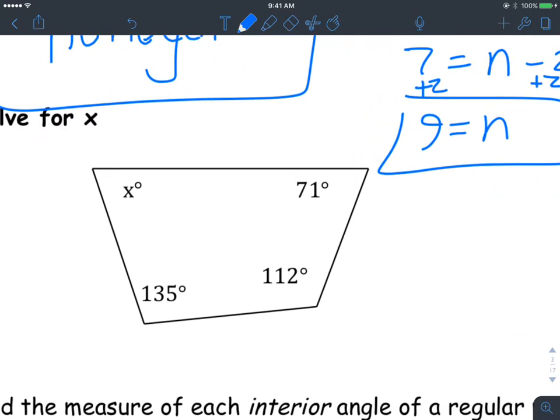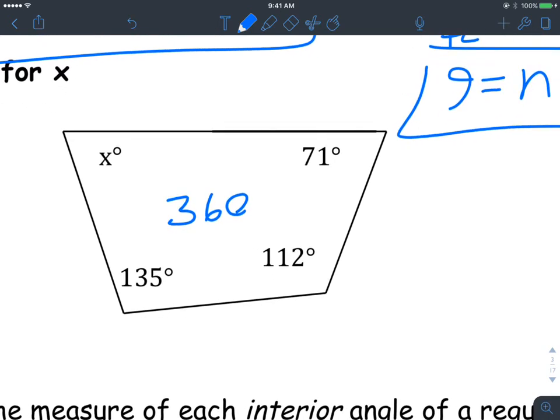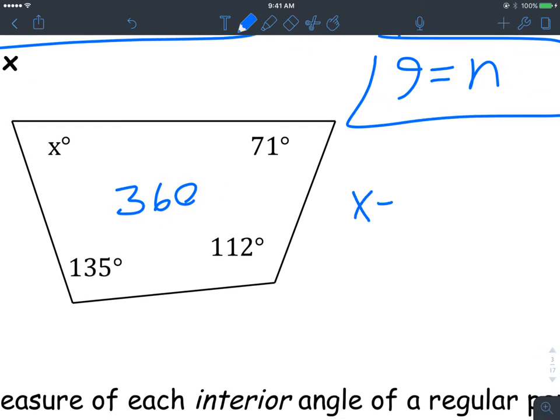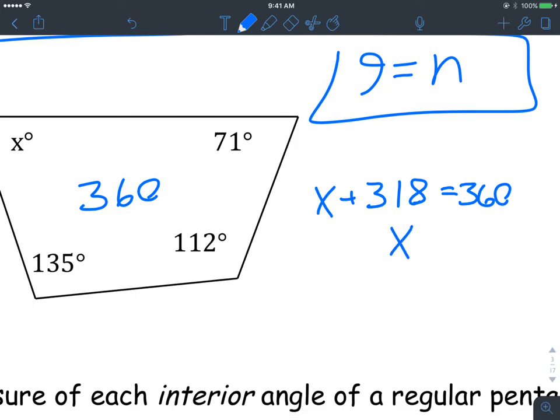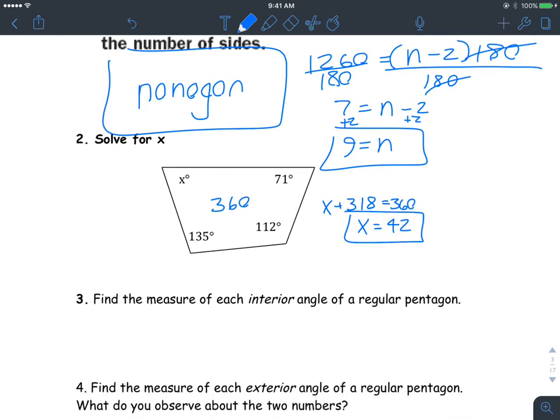Solve for x. This is kind of similar to one of those that we did earlier. I know that the inside of a quadrilateral will always add up to 360, it's one of the ones I've memorized. You just do 4 minus 2 and then times 180. So I'm going to do x plus, and then I'm going to type it out in my calculator right now: 71 plus 112 plus 135. I think it's just 318. And then equals 360. Then I'll subtract from both sides, and I think that'll be about 42. So x is 42, and then you're done. It's already got the degrees there, so we're good on that.